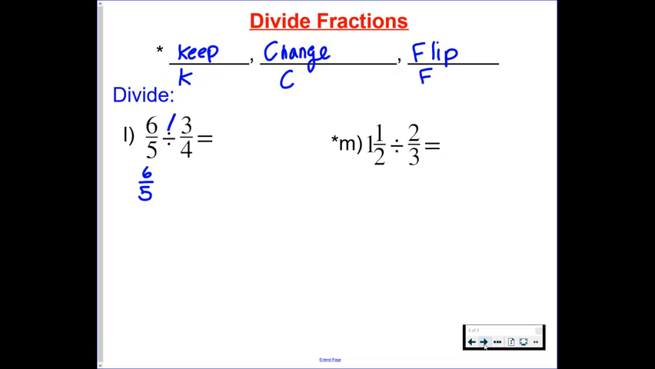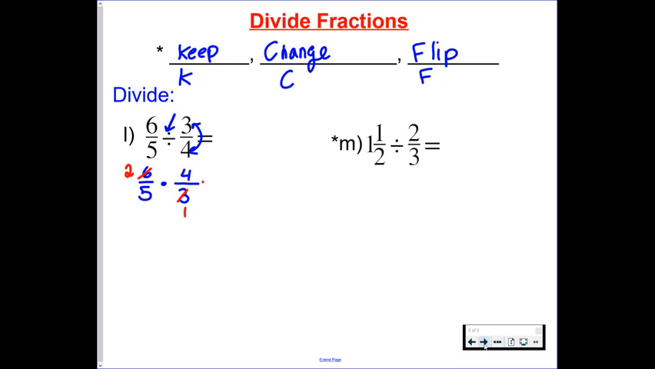Change means I'm going to change this from division to multiplication. And flip means that I'm going to take this second fraction and just flip it over. So 4 over 3 is what I'm multiplying with now. Okay. Now multiplying fractions, we just did this. I'm going to first simplify. 6 and 3 are both divisible by 3. So 6 changes to 2 and 3 changes to 1.